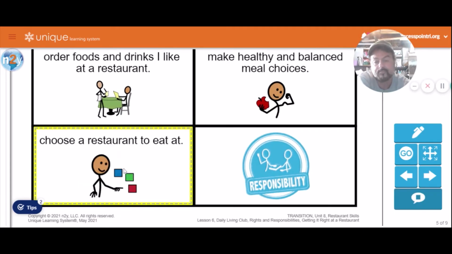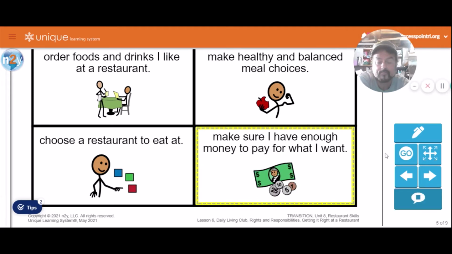You have the right to eat at any restaurant you want to, whether it be fast food or a sit down restaurant like Applebee's, or a place like Burger King, or a pizza place, or a Chinese restaurant. You can eat anywhere you want, but you have the responsibility to have enough money to pay for what you want. You don't want to just go into a restaurant, eat, and then not be able to pay. That will make the manager and the server very unhappy with you if you don't have the money to pay for your meal.